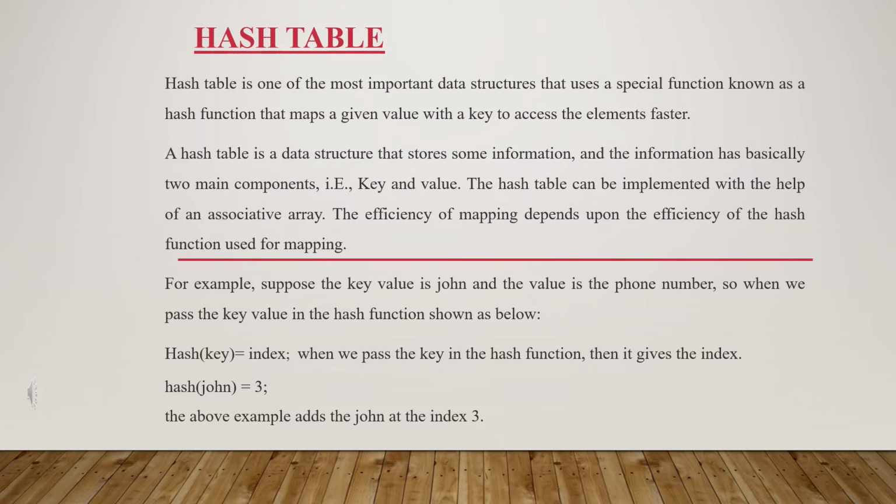For example, suppose the key value is John and the value is the phone number. So, when we pass the key value in the hash function, hash of key equals index. When we pass the key in the hash function, then it gives the index. Hash of John equals 3. The above example adds John at the index 3.